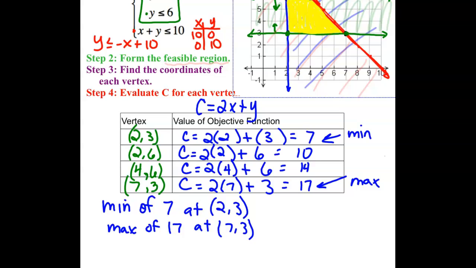So once again, our steps. Our first step is to graph all of our constraints, draw our picture, be very accurate with your lines. Step 2 is then to shade in where they all overlap. Step 3 is to find the coordinates of each of the vertices. And step 4 then is to evaluate each vertex using that objective function.